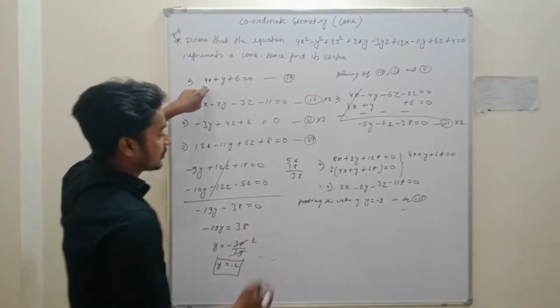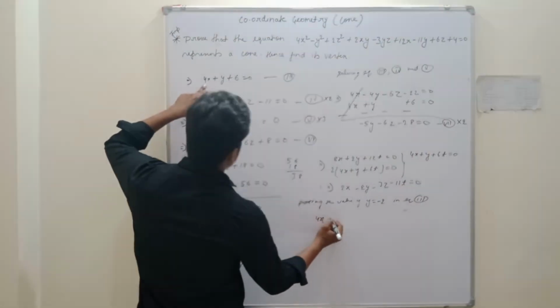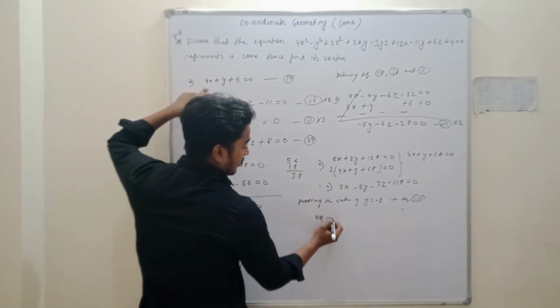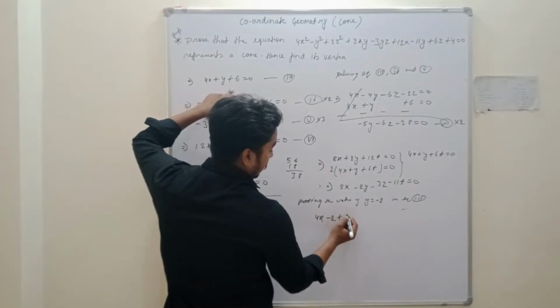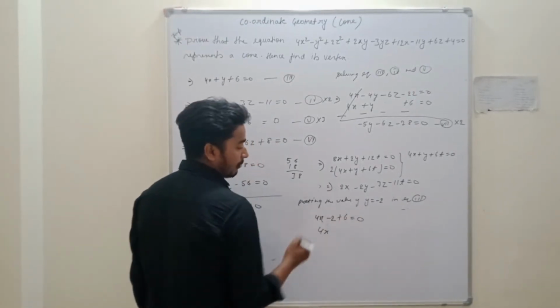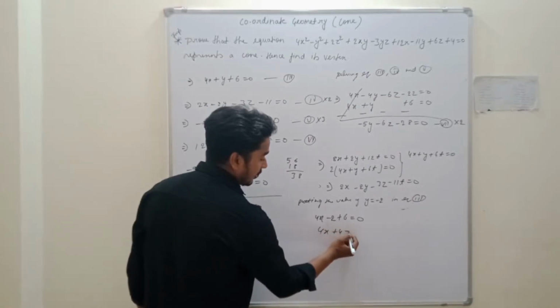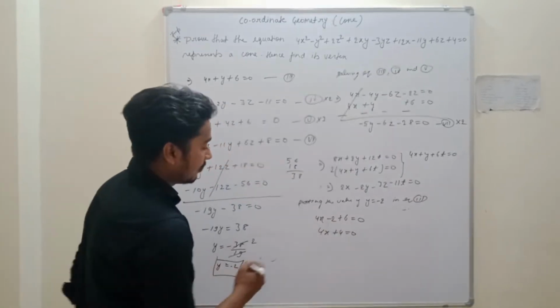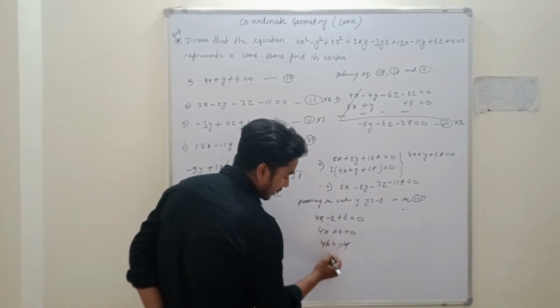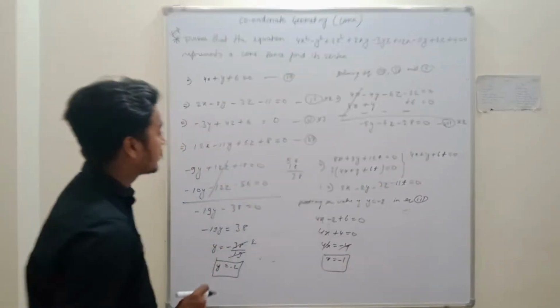Putting here, this is 4x plus y, where y is equal to minus 2, so we have to write minus of 2 and plus of 6 is equal to 0. Then 4x minus of 2 and plus of 6, we get plus of 4 is equal to 0. And from here 4x is equal to minus of 4, 4 to 4 is cancelled out, then x is equal to minus of 1. We get the value of x here.